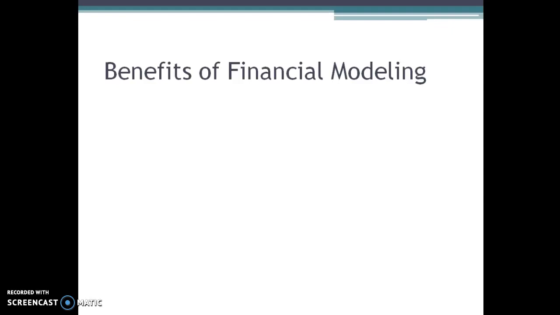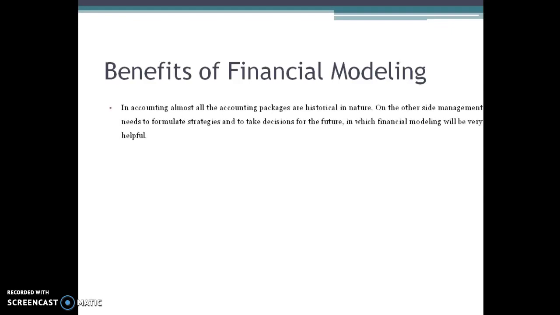There are lots of tools available to analyze the income statement. So what is the benefit of using financial modeling? Here are a few benefits that I have pointed out. The first is, in accounting, almost all the accounting packages are historical in nature. On the other side, management needs to formulate strategies and take decisions for the future, in which financial modeling will be very helpful. This is a very important point related to financial modeling.